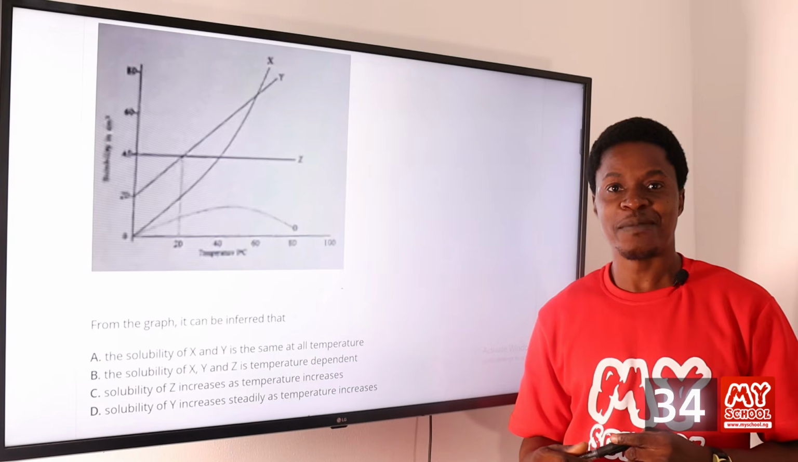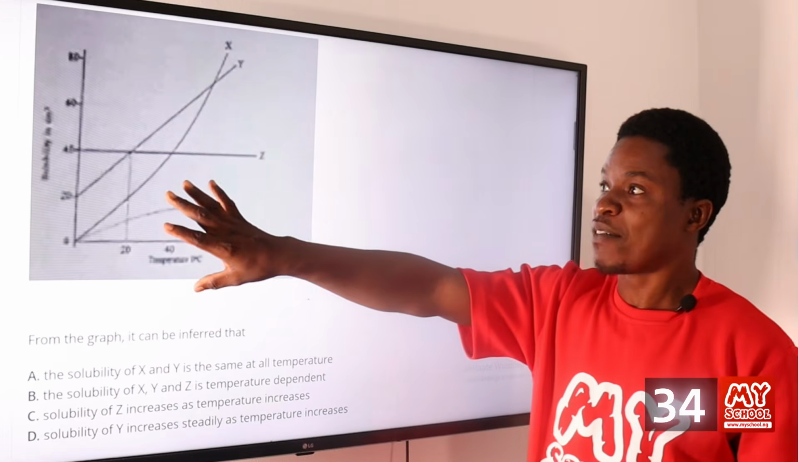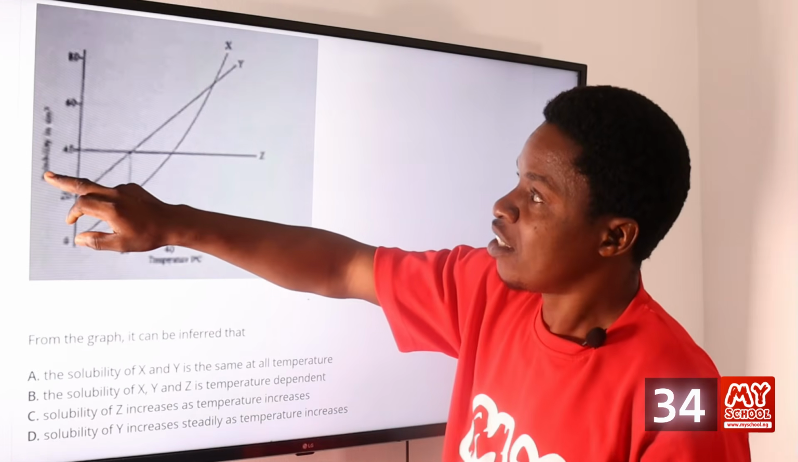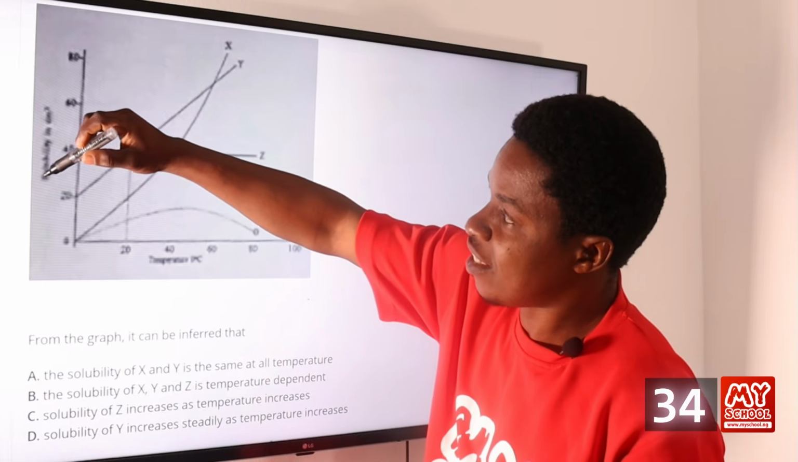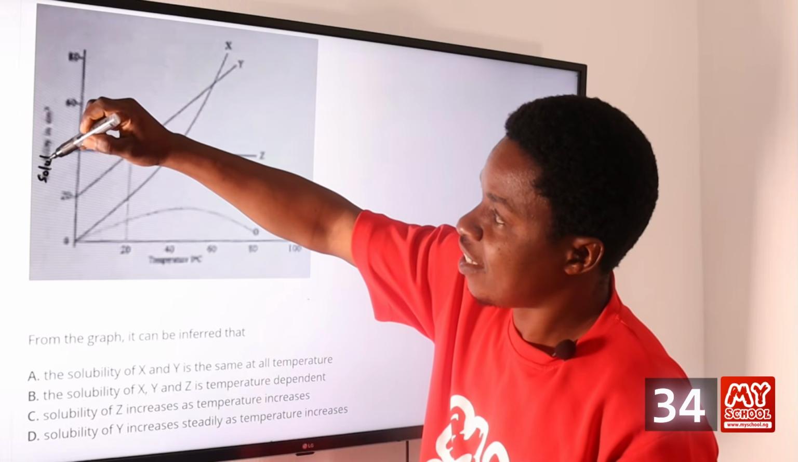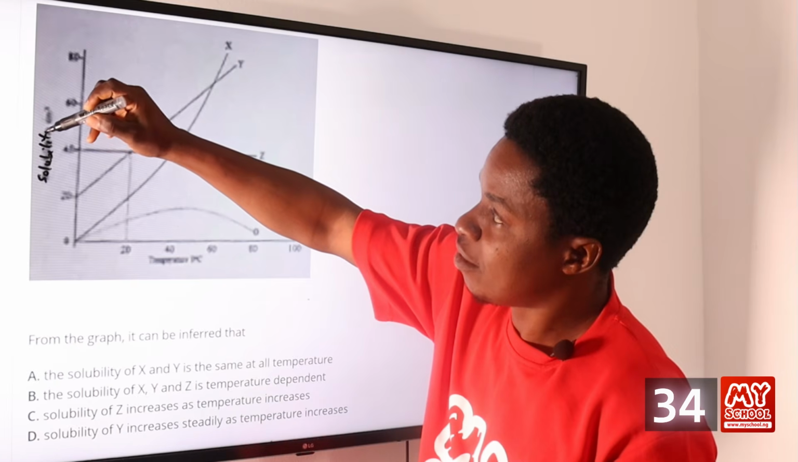Now let's move on to question number 34. We have a graph here. Here we have solubility on this side, okay, it's a bit blurred.